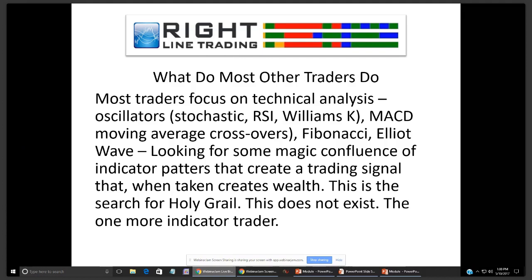Now, the easiest thing to do is to teach a day trader to use indicators to base their technical analysis on, and to give them entries. And those indicators are all of them: stochastic, RSI, Williams %R. Those are all oscillators. There's MACD, which is just a moving average crossover. There's Fibonacci, and there's Elliott wave.